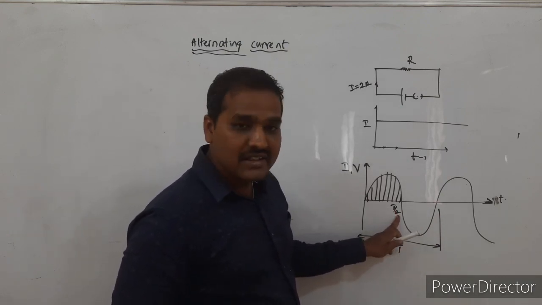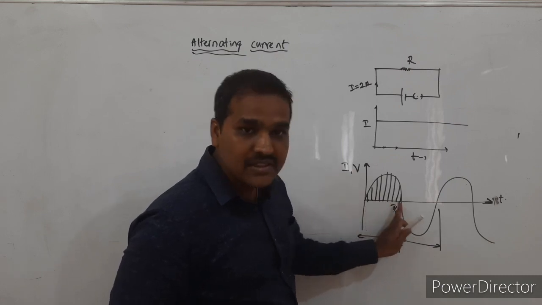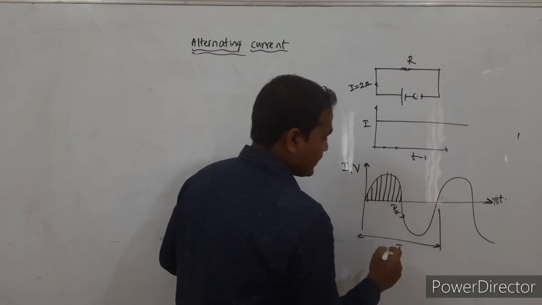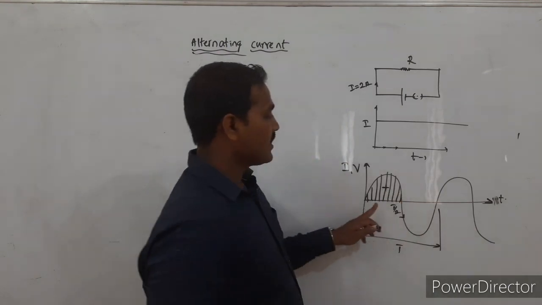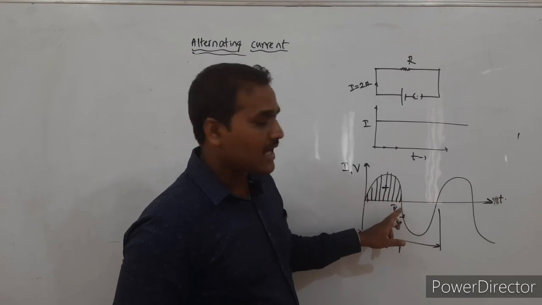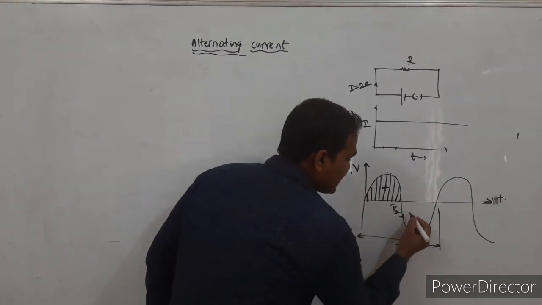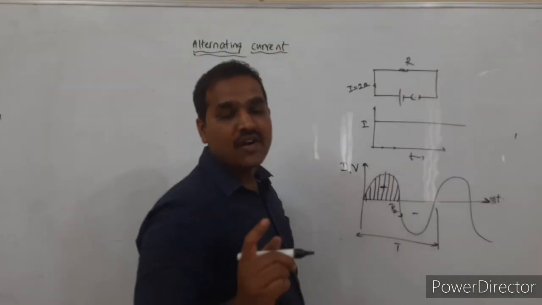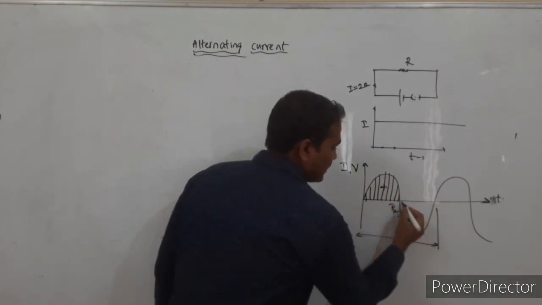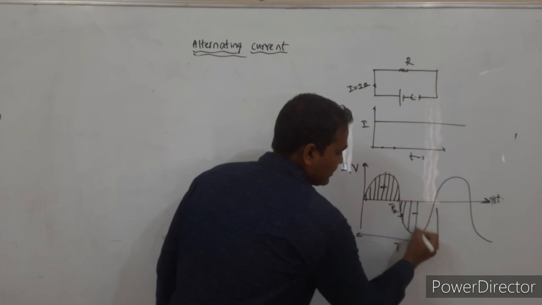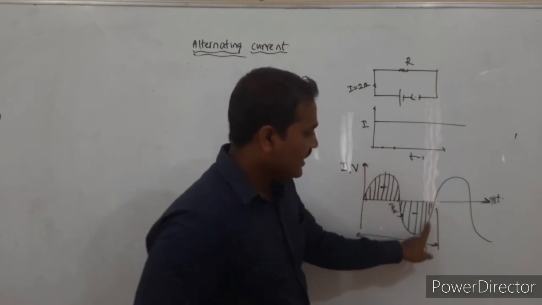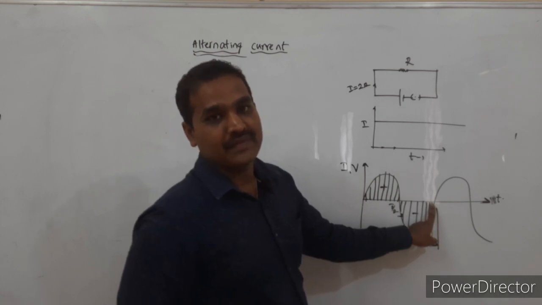At T by 2, that is half of the cycle, the direction of the electric current reverses. If I consider this the positive half cycle of the alternating current, after T by 2 time the direction changes, so this will be the negative half cycle. So after half of the cycle, the current changes its direction. Again the magnitude will increase, and again it will move to 0.